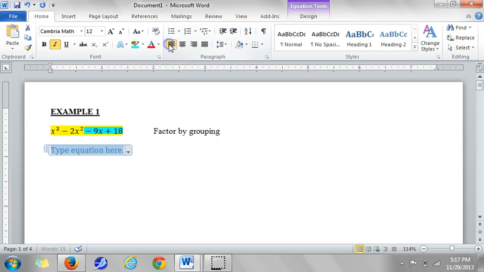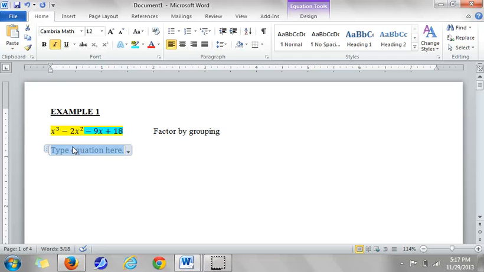Okay, so x to the third minus 2x squared. I always look at coefficients first and then variables second. So the coefficients would be 1 and 2. Those numbers don't have any greatest common factor. There's nothing that they're both divisible by other than 1, which I don't need to factor out.